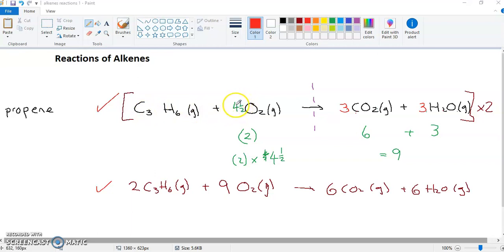If you were paying attention to what you were doing with the balancing of the equations with the alkanes, you would have noticed that that was the opposite. When this was an odd number, you had no fraction here, and when it was an even number, you got a fraction here. So there's some sort of relationship going on there, and it's got to do with the number of hydrogens in the molecule.